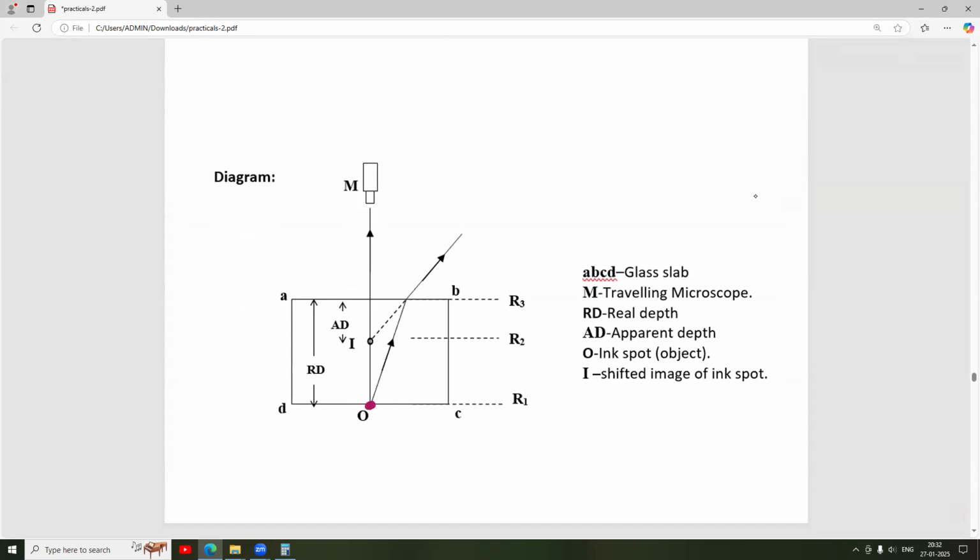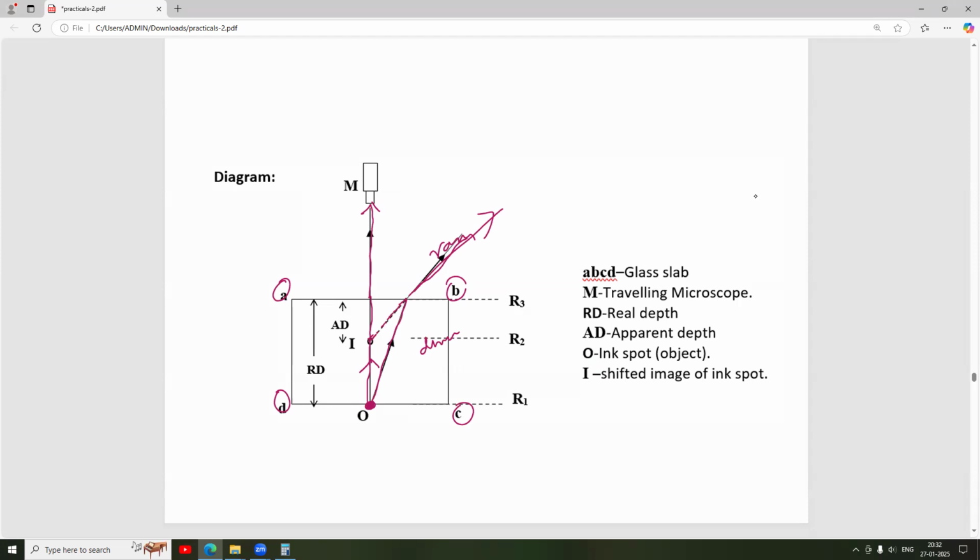This is the glass slab. A, B, C, D is the glass slab. One ray incident normally, or coming normally from the object, passes without any deviation straight through. And another ray which is incident at an angle bends away from the normal because it is moving from denser to rarer medium. And that ray which is moving like this is produced backwards, that is the dotted line.